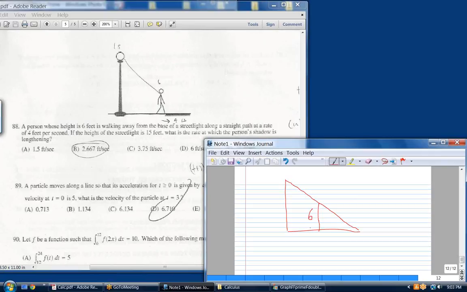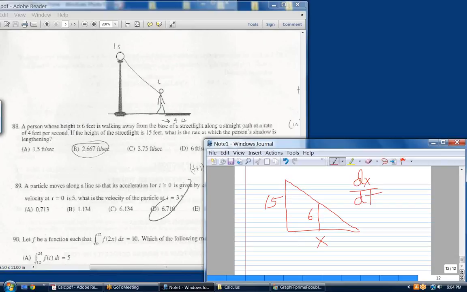There's our 6-foot person. There's our 15-foot light. And we'll call X what is the rate at which the person's shadow is lengthening? Well, that would be dx dt, right? In other words, that's what they're asking for, dx dt from my diagram.